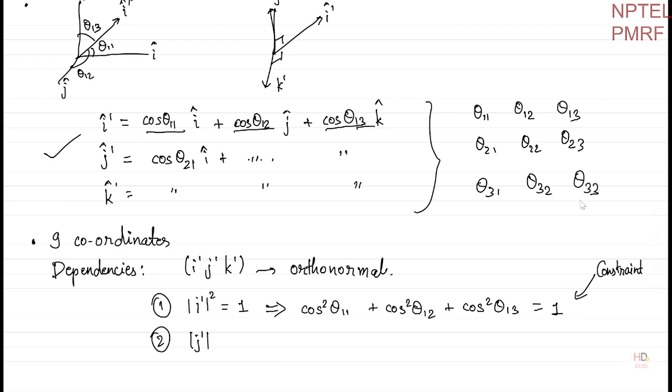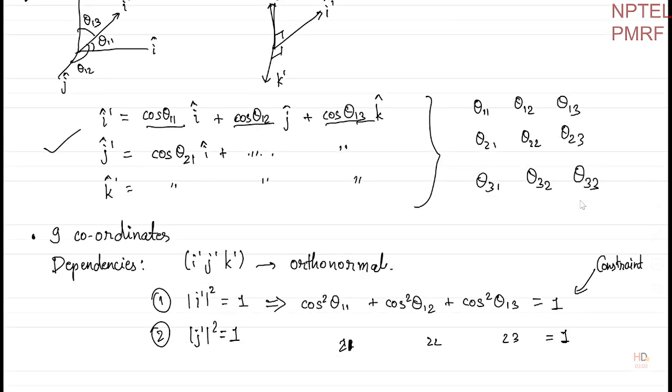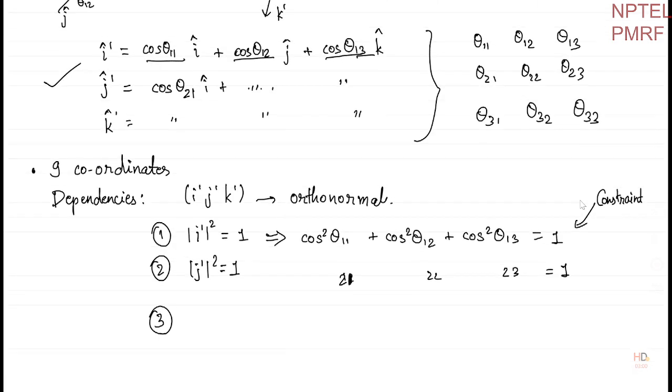Second would be the same for j prime square. So we will have cos square theta 2 1, 2 2, and 2 3 that will be equal to 1. So that is one more. Third is k prime square equal to 1. So it is 3 1, 3 2, and 3 3 being equal to 1. Okay, so now we have three constraints. We know that there are only 3 degrees of freedom, right? The Euler angles. So, where are the other three constraints?